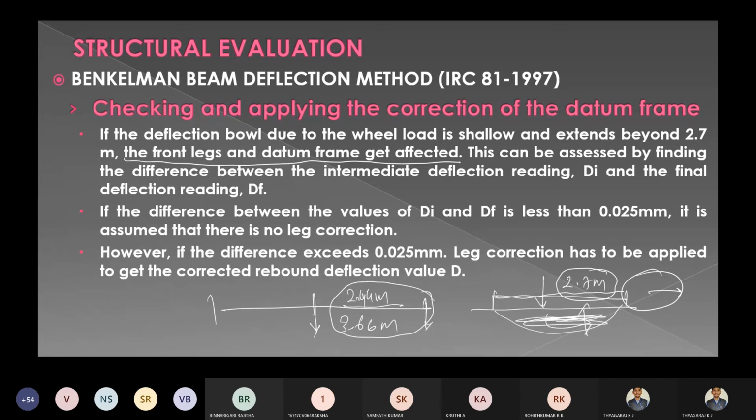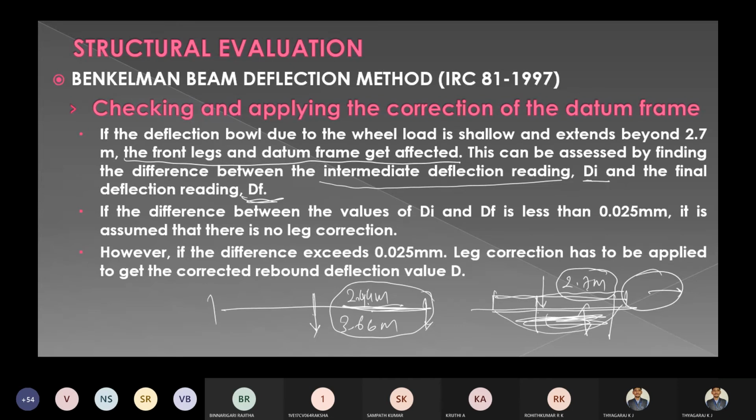Is it understood? So, if the width of the bowl is 2.7 meter, the deflection portion width is 2.7 meter. Since the length of the beam is 2.44, this 2.44 is less than 2.7. So, the front leg and the probe end of the beam will sink into this deflection bowl. This can be assessed by finding the difference between the intermediate deflection reading DI and DF, that is the final reading.